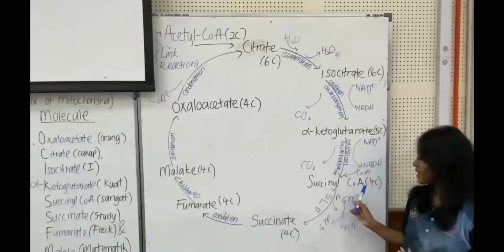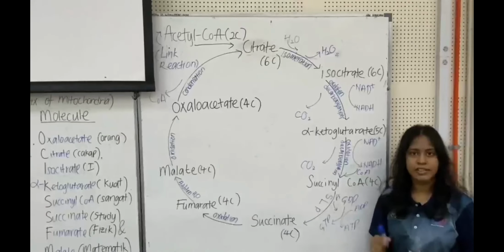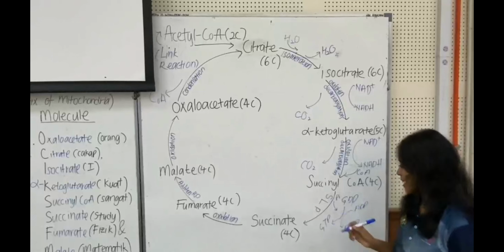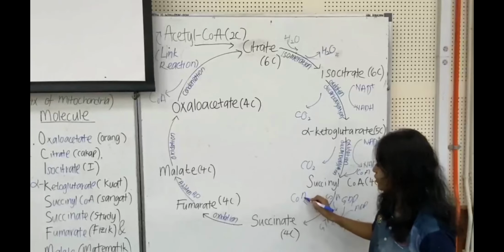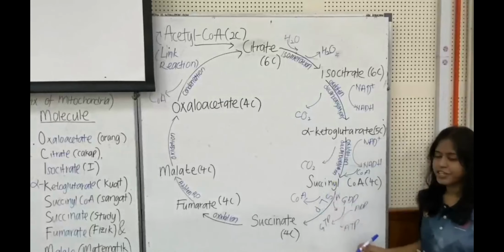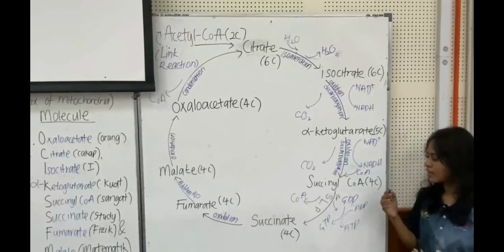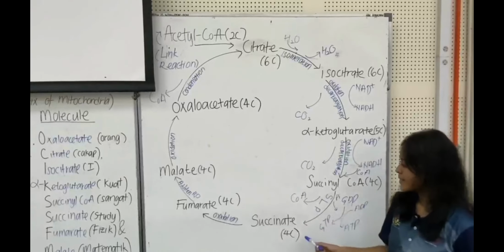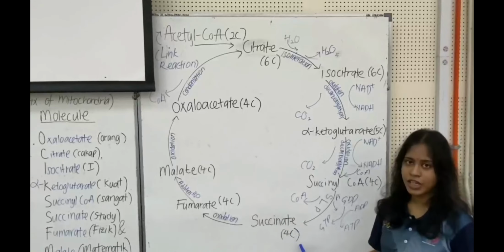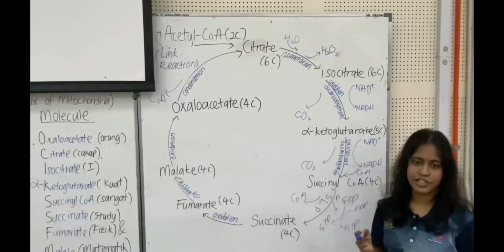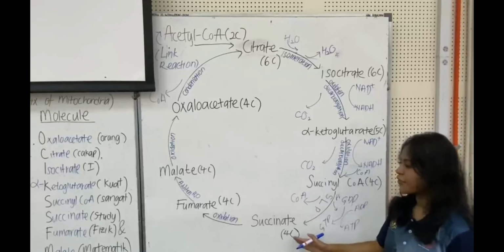But did you notice that the CoA is no more? That means your CoA is removed from the cycle. Therefore, your coenzyme A will be removed too. Okay, so now you finish your substrate level phosphorylation. So what happens is you form succinate, which is a 4-carbon molecule. It stays a 4-carbon because there are no decarboxylation processes involved.